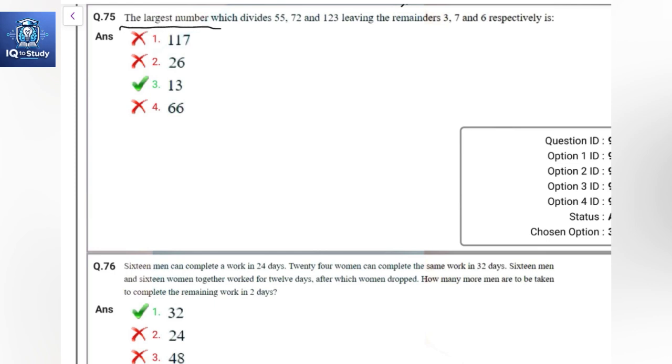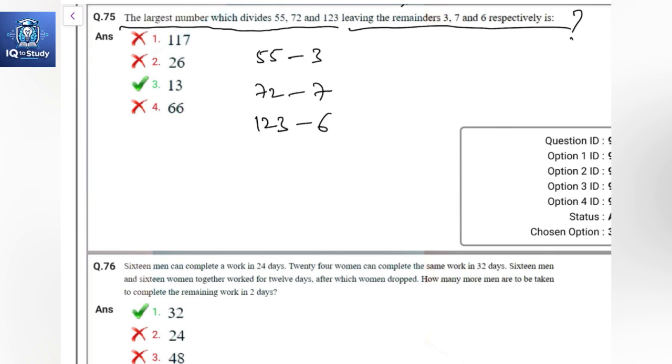The largest number which divides 55, 72 and 123, leaving remainders 3, 7, 6 respectively is. Let's take 55, 72 and 123. It leaves remainders 3, 7 and 6. 55 minus 3 is 52, 72 minus 7 is 65 and 123 minus 6 is 117. Let's take the HCF, which is the highest common factor of 52, 65 and 117.